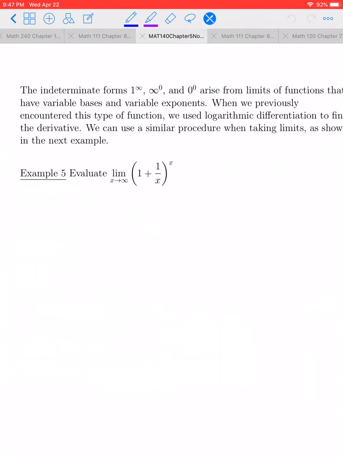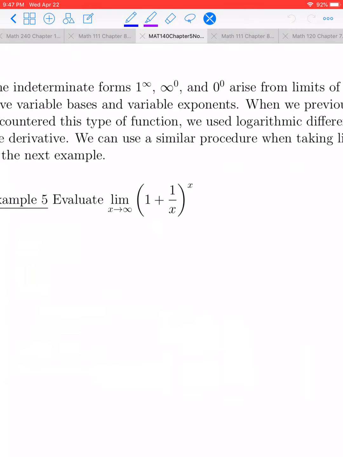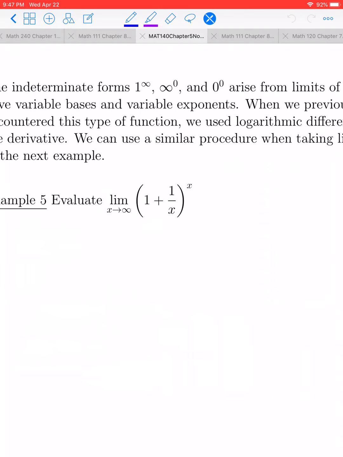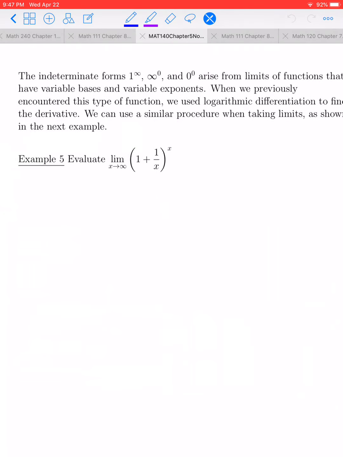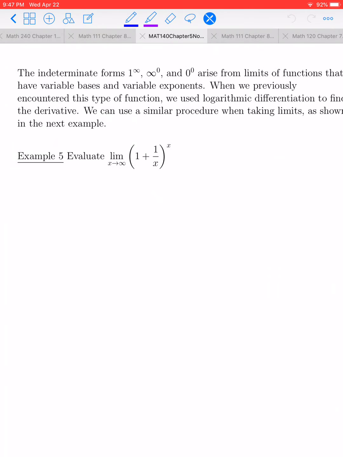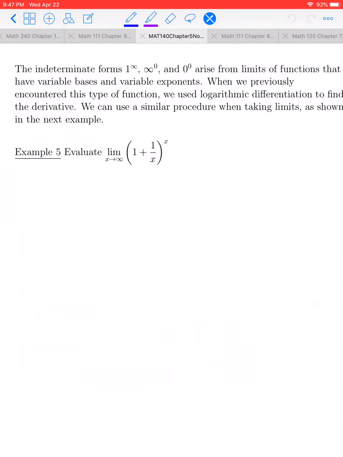Some other types of indeterminate forms that do exist would be things like 1 to an infinity, infinity to the 0 power, and also 0 to the 0 power. These arise from limits of functions that have variable bases and variable exponents. When we previously encountered this type of function, we used logarithmic differentiation to find the derivative. We can use a similar procedure when taking limits, as we will now see in the next example.